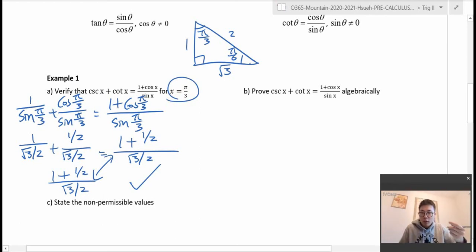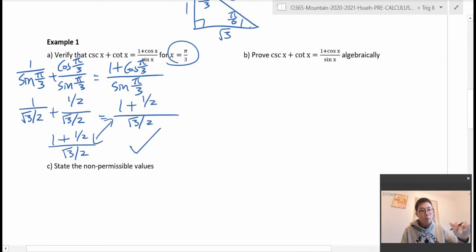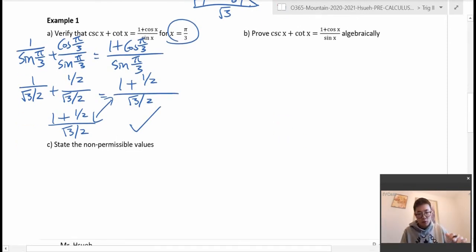We didn't show that they are actually equal to each other for every other angle, but we only showed that it's true for pi over 3. Now, before I show you part B, I'm going to continue with part C first.